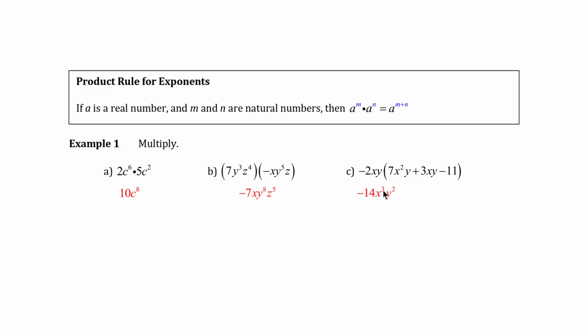Next, I'll multiply negative 2xy with the 3xy. Negative 2 times 3 is negative 6. X times x is x squared. Y times y is y squared. Finally, we multiply negative 2xy with negative 11. We get positive 22xy. Our final answer is negative 14x cubed y squared minus 6x squared y squared plus 22xy.